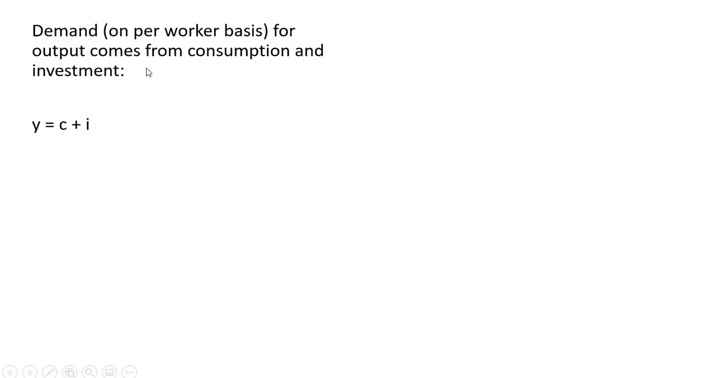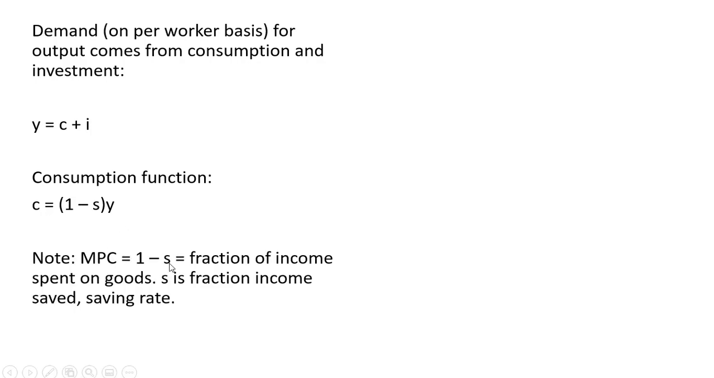All right, moving on. Let's talk about the demand side. We'll put this on a per worker basis. So output comes from consumption and investment. We're ignoring the government in this model, so there's no G. And so the consumption function we could write as the following, where this 1 minus S here is the marginal propensity to consume, the fraction of income spent on goods. S is the fraction of income saved, the saving rate.